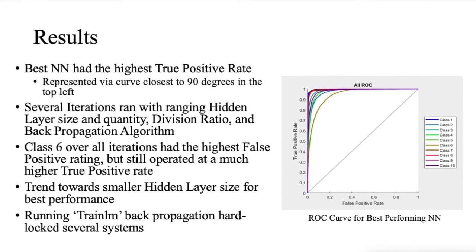We were able to see that trends headed towards higher performing networks with smaller hidden layer sizes. However, our highest performing network actually had the most hidden layers. This was not the same for some of my colleagues, however, I found it to be my best performing network in my case. As said previously, running train LM backpropagation hardlocked several systems after several different attempts from me and my colleagues.